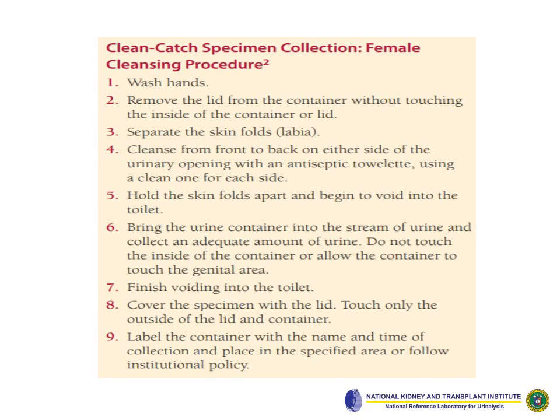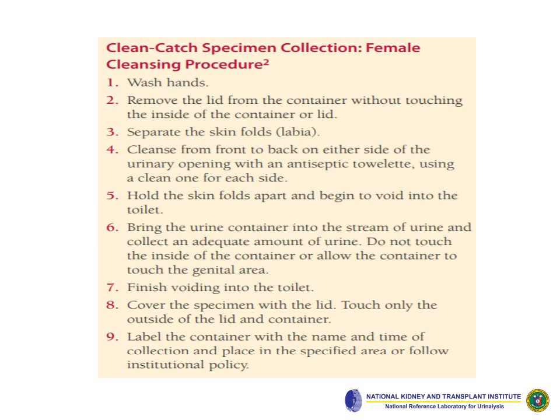Written instructions, preferably in the native language, should be given to patients. For example, these are instructions for obtaining a clean catch specimen for females. First, wash your hands. Remove the lid from the container without touching the inside of the container or the lid. Separate the skin folds or the labia. Cleanse from front to back on either side of the urinary opening with an antiseptic towelette, using a clean one for each side. Hold the skin folds apart and begin to void into the toilet.